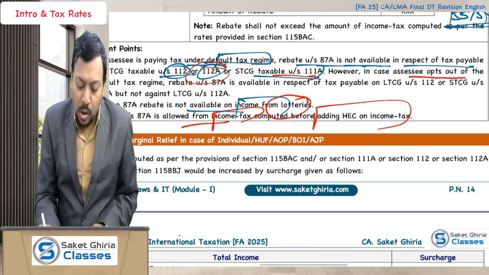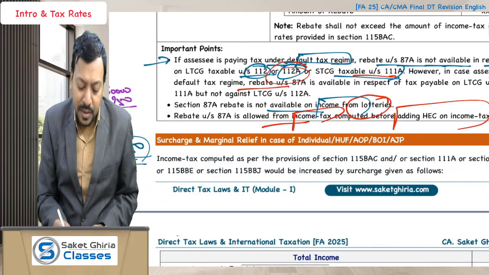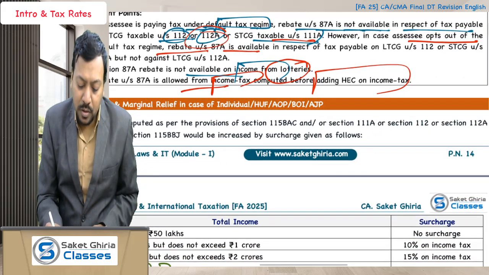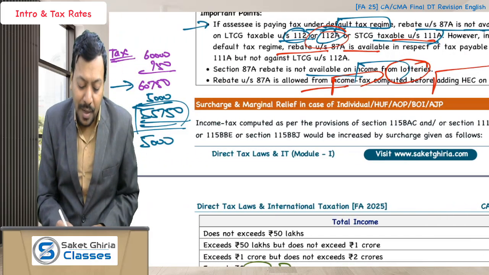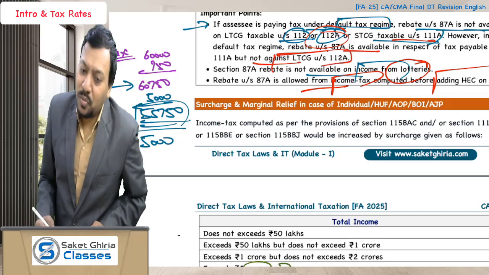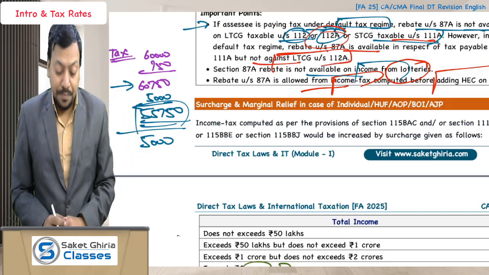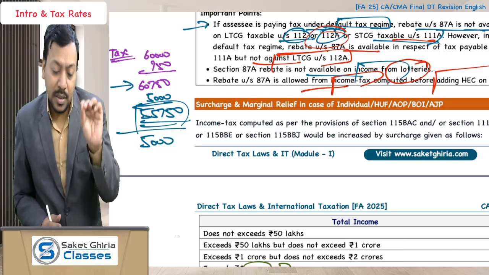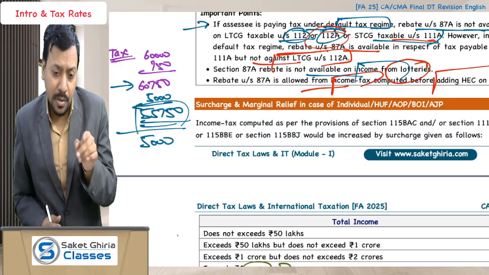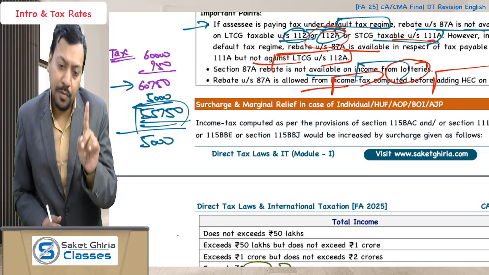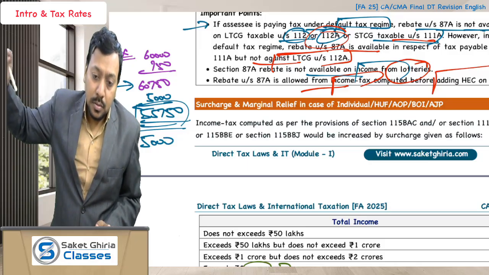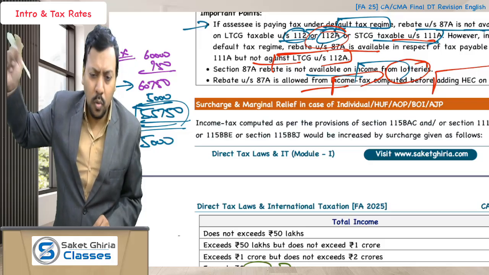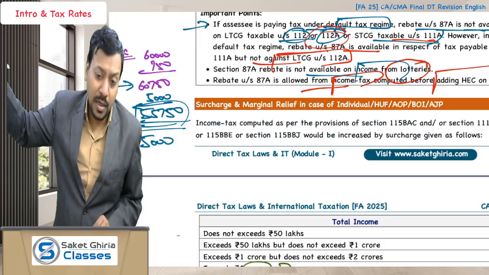However, in case the assessee opts out of the default tax regime, rebate under section 87A is available in respect of 112 LTCG and 111A short-term capital gain, but not against 112A LTCG. Sir, this is very confusing. Dear friends, just remember: in the default tax regime, rebate under section 87A is not applicable on 112, 112A and 111A. In the optional tax regime, rebate under section 87A is not available on 112A but available on 111A and 112. Okay.